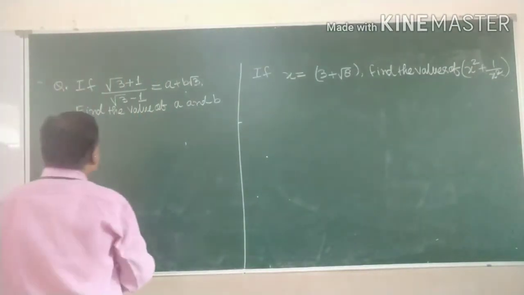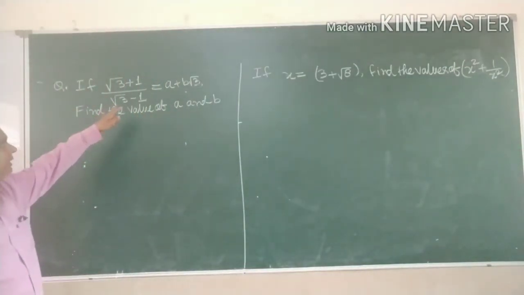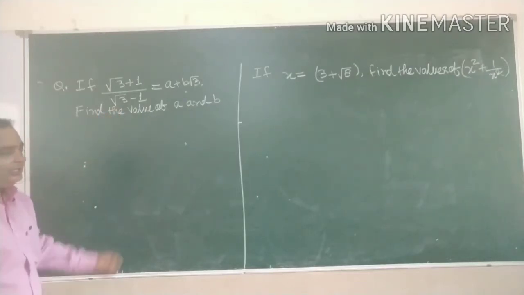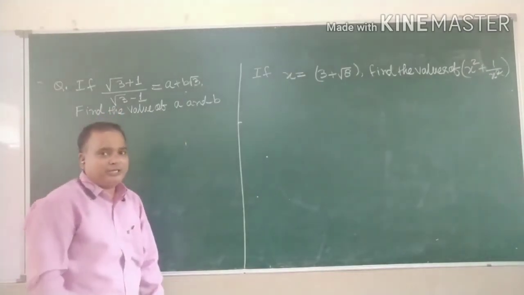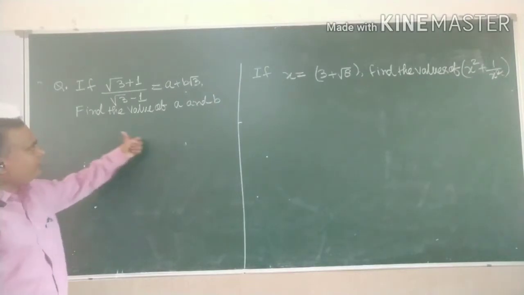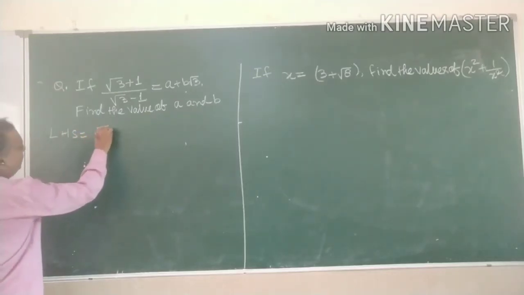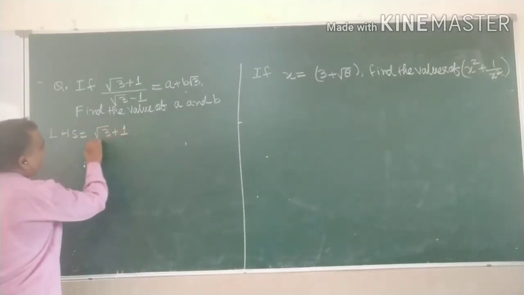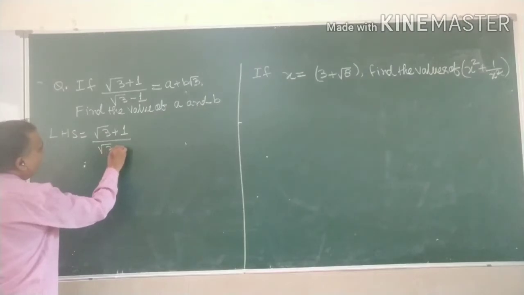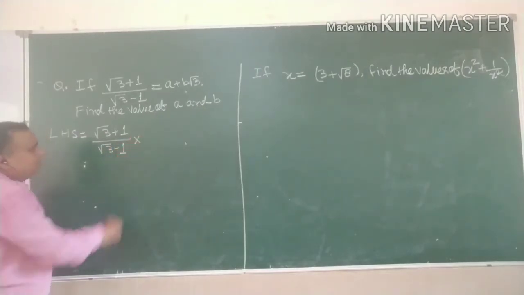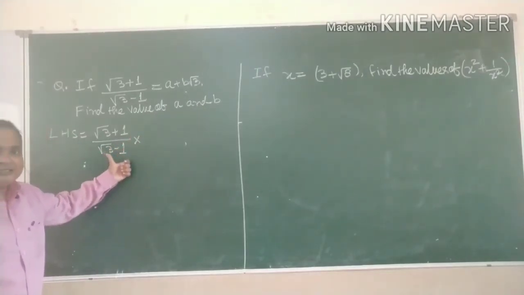Now the next question is, if (root 3 plus 1) upon (root 3 minus 1) equals a plus b root 3, find the value of a and b. So first we take the LHS, that is root 3 plus 1 upon root 3 minus 1. Now we start the question by rationalizing the denominator.